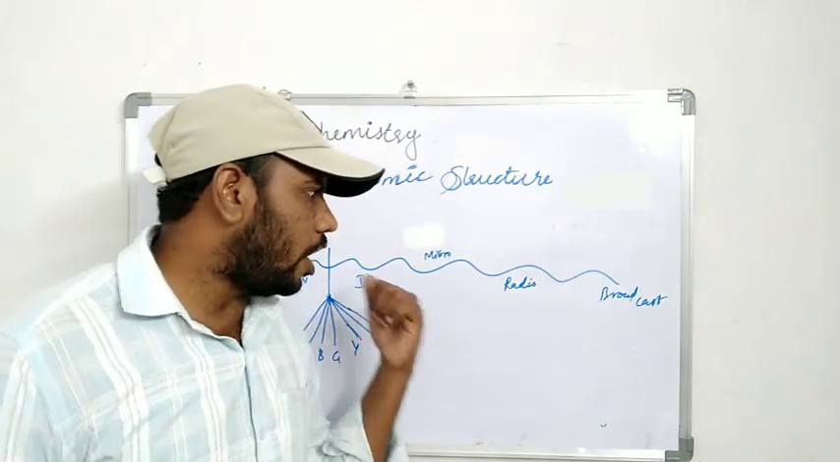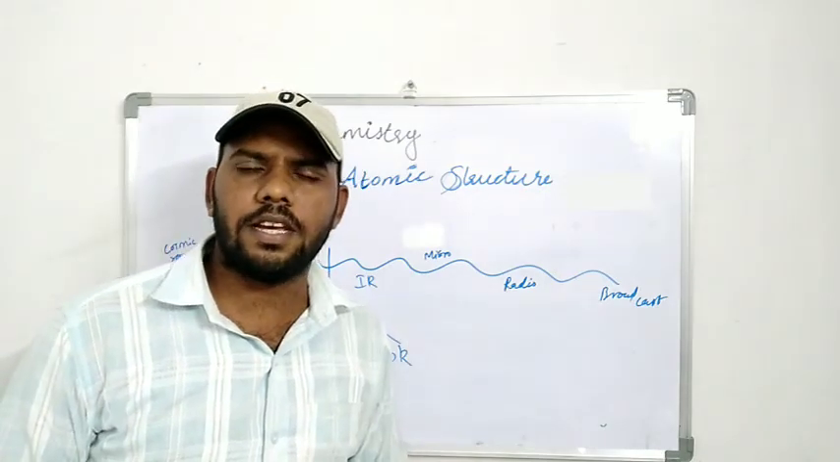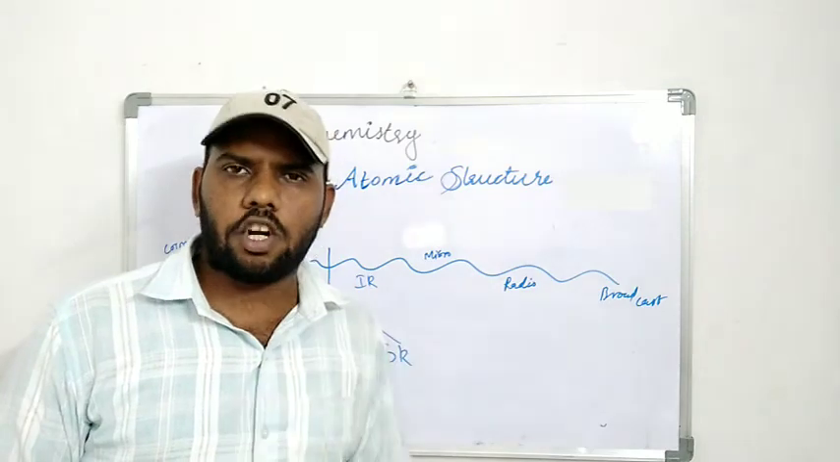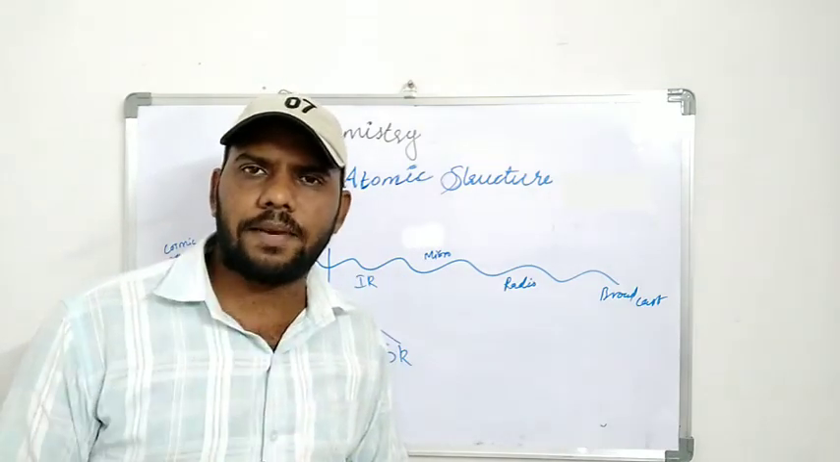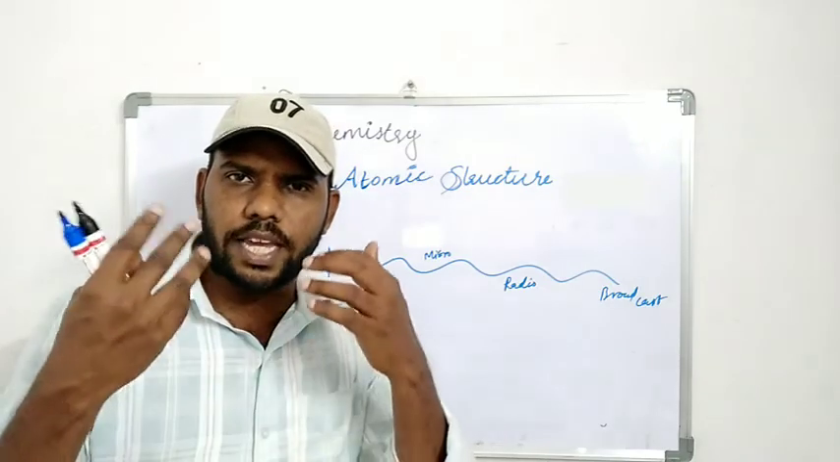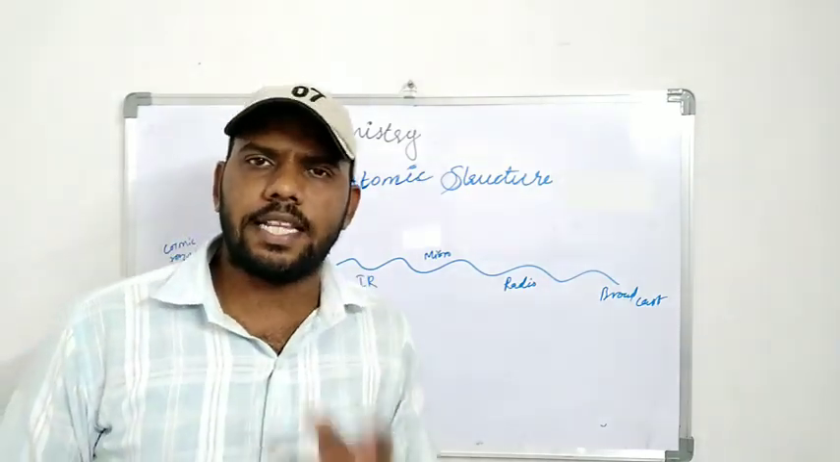Okay children, I hope you understood today's topics and more about the electromagnetic spectrum and the atomic structure, how changes happen, and how we can make the model of the atomic structure. All that we will study in the next class.